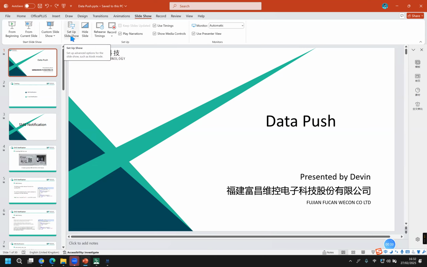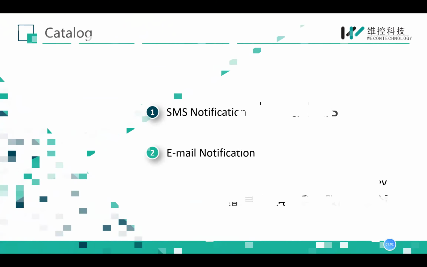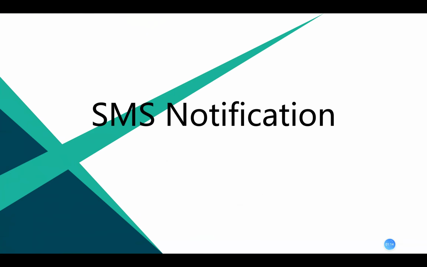Data push is widely used in our IoT industry. So it's necessary for us to know how to send the data from our HMI to other devices. In today's training, I will introduce data push via two methods which are widely used. The first one is to use SMS, and the second one is to use the email function. Okay, let's begin today's training.